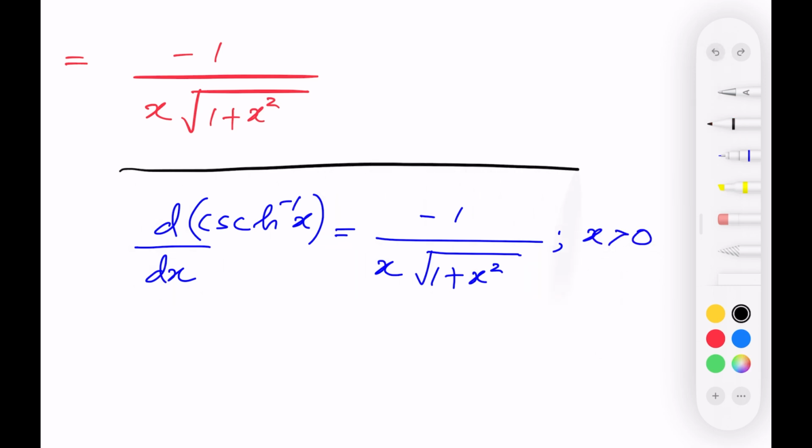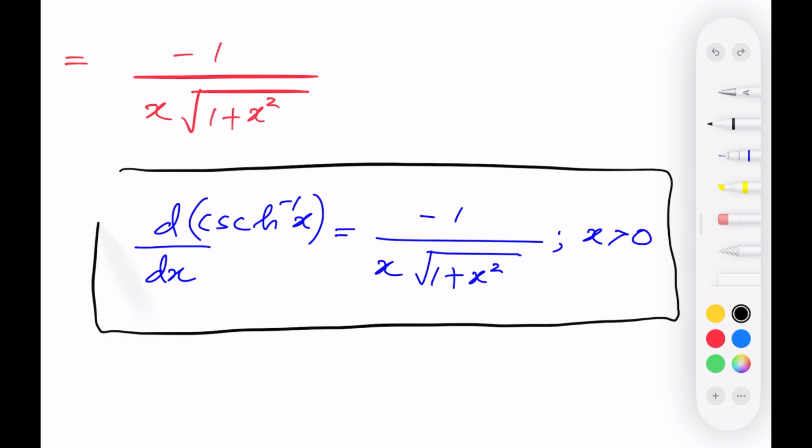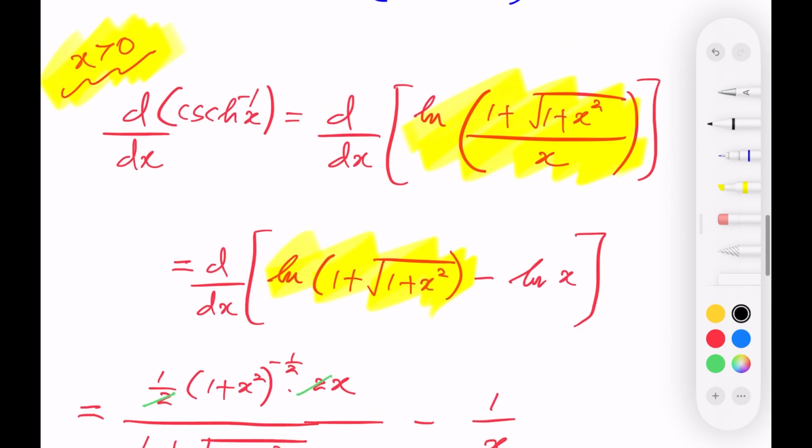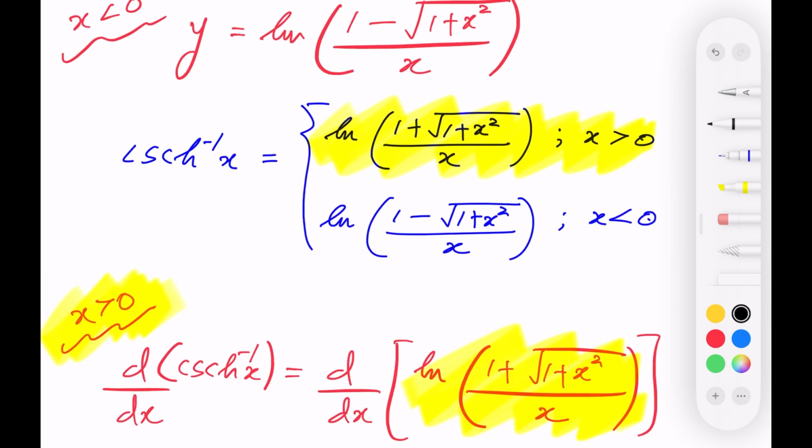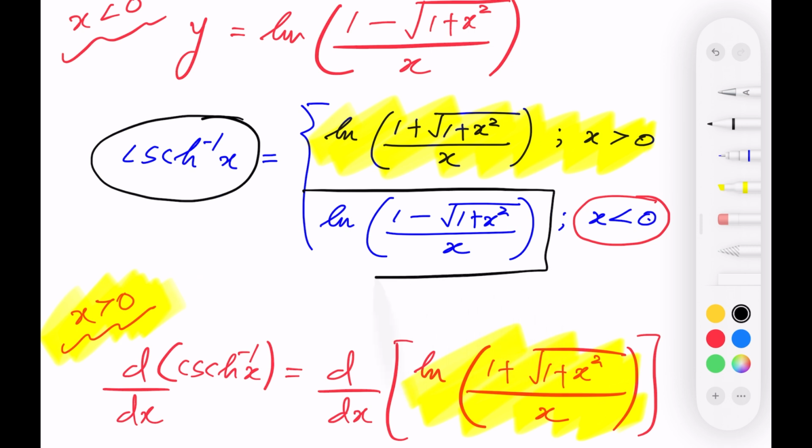However, we still have to derive the first derivative of this function when x is less than 0 as well. So what was the hyperbolic cosecant inverse x when x is less than 0? We go back here. We had these two functions. What we took care of right now is the case where x is greater than 0. We still have to look at the case where x is less than 0. When x is less than 0, hyperbolic cosecant inverse x is actually equal to this function right here. Natural logarithm 1 minus square root 1 plus x squared, all of that's divided by x.